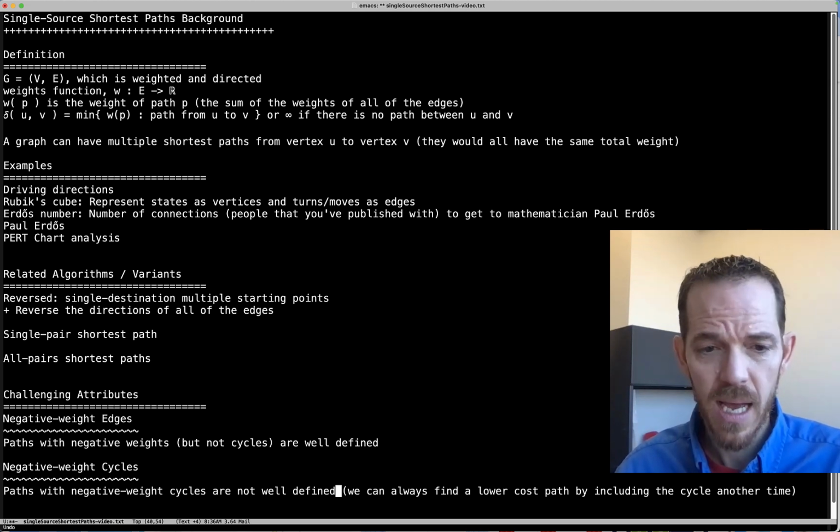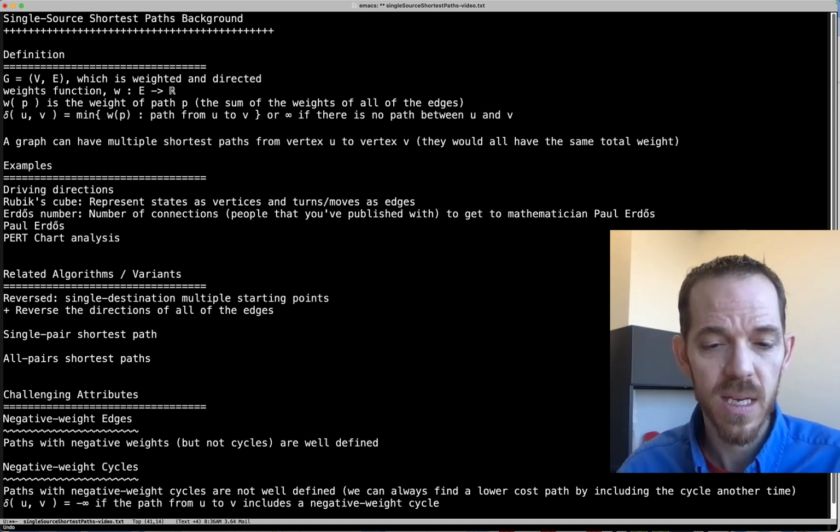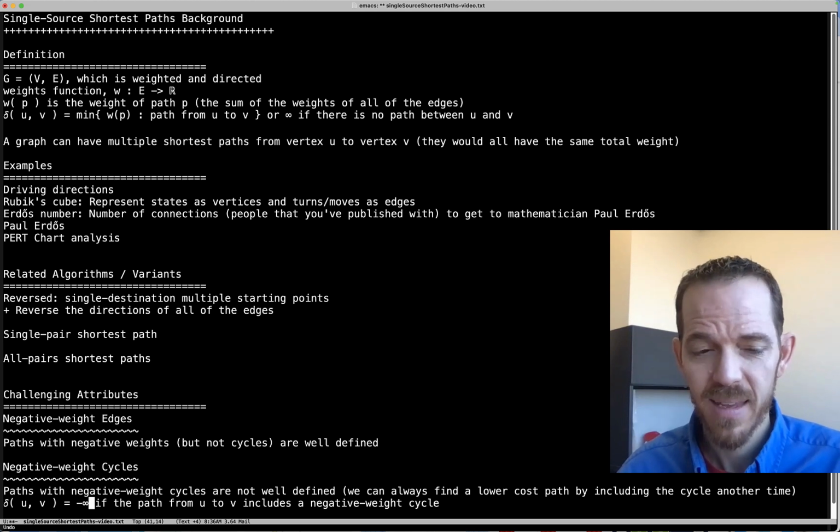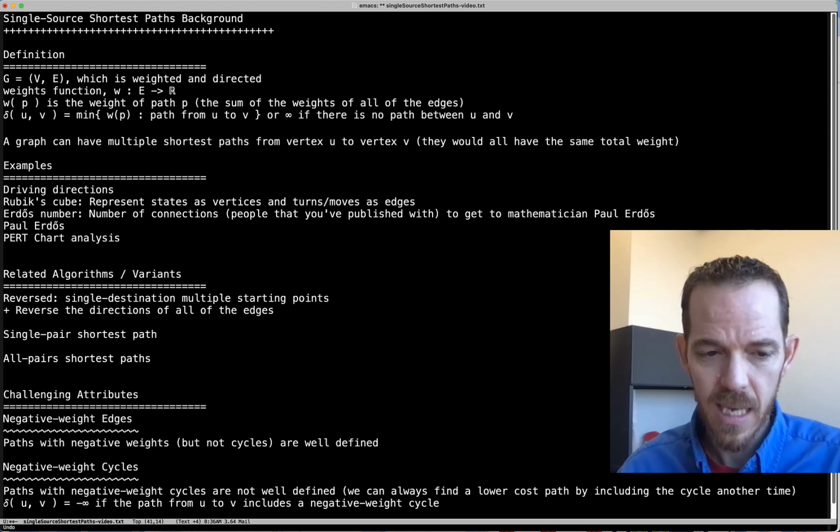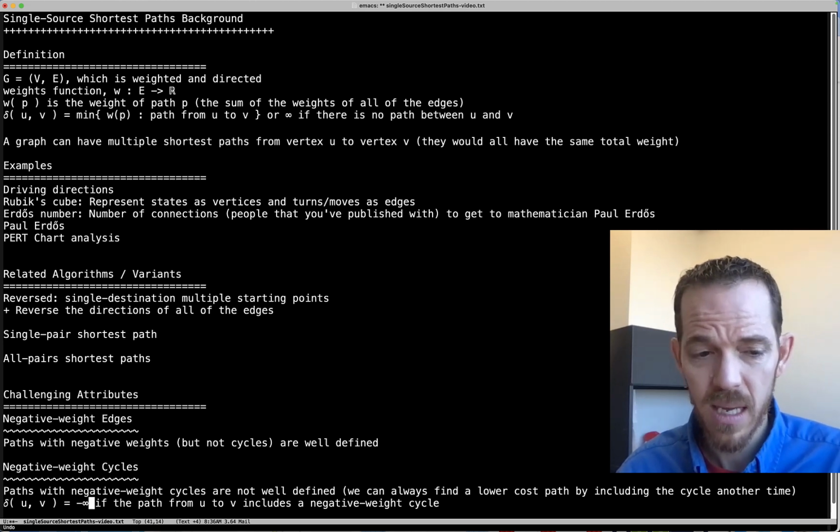And so here we have delta of UV is going to equal negative infinity if the path from U to V includes a negative weight cycle. That's going to be challenging to take into account, and not all algorithms handle that.